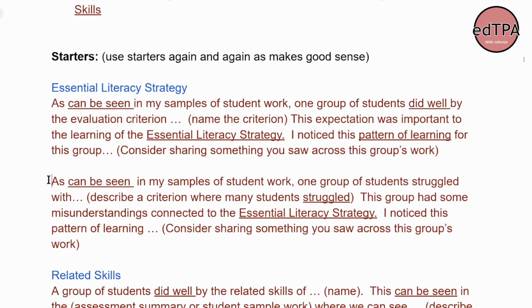And then the next piece is about the struggle. As can be seen in my samples of students' work, one group of students struggled with. Describe a criterion where many students struggled. This group had some misunderstandings connected to the essential literacy strategy. I noticed this pattern of learning. Consider sharing something you saw across this group's work. Okay? So the first part up here was did well by, and patterns of learning with the essential literacy strategy. This is about struggles, my students struggled with something about the essential literacy strategy, and then you want to talk about patterns of learning. So we've done essential literacy strategies for groups.